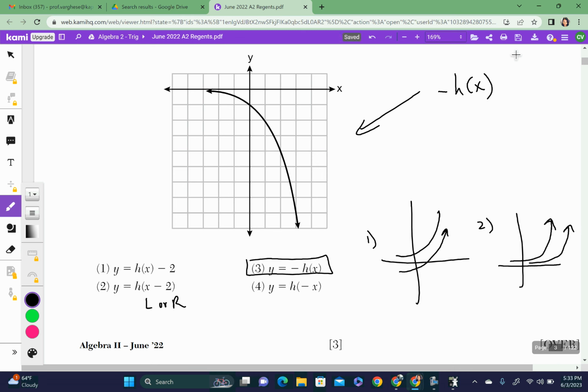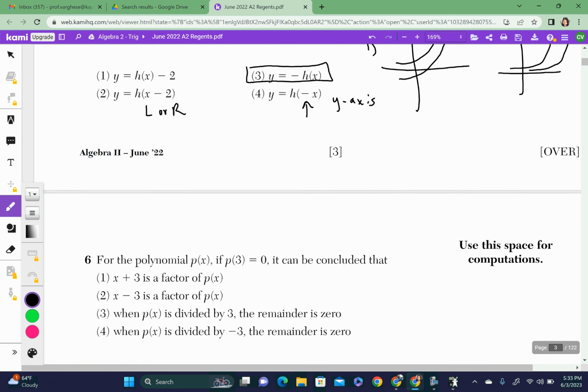We already talked about number 3, right? It gets reflected over the x-axis. And this one right here would get reflected over the y-axis. Look where the negative sign is. It's after the h or after the function, so that gets reflected over the y-axis, which is not what's happening. So choice 3.